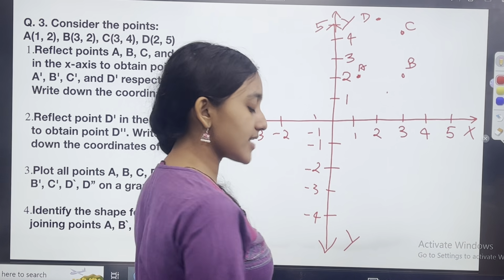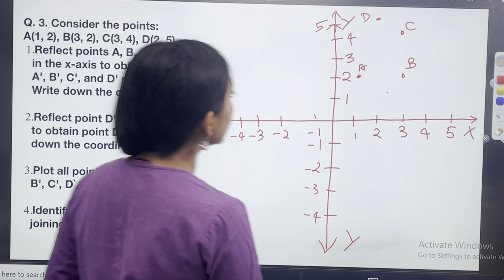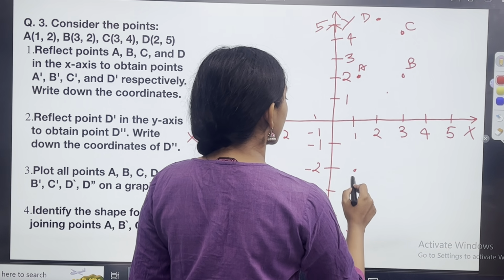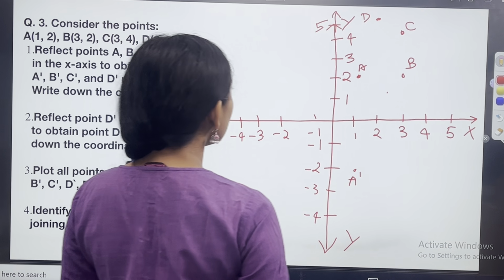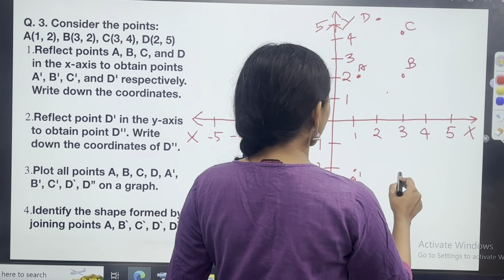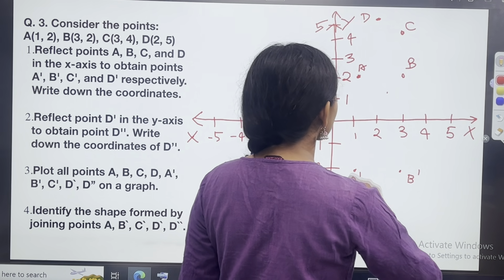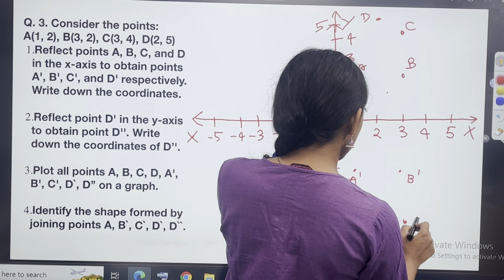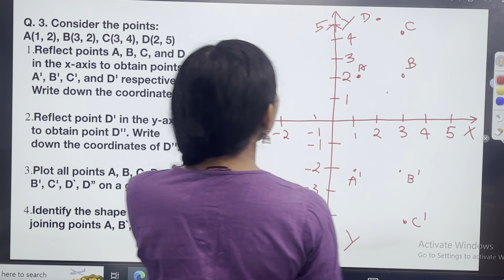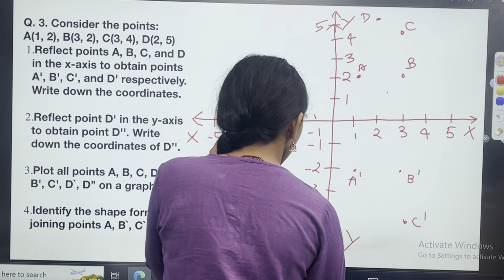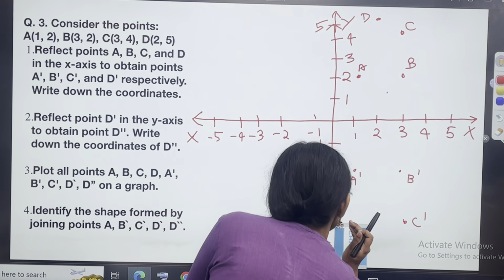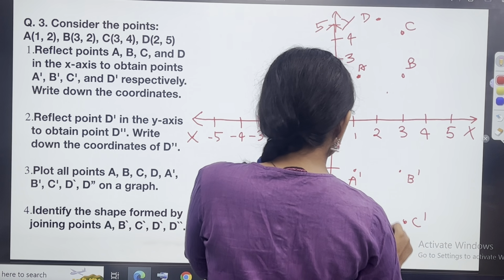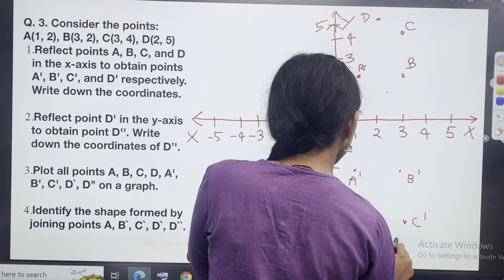So when you have to reflect on the x-axis, the y coordinate will change, right? So 1 comma 2 will be 1 comma minus 2, so A dash. B will be 3 comma 2, which becomes 3 comma minus 2, B dash. C is 3 comma 4, so it will be 3 comma minus 4, which is C dash. D is 2 comma 5, so D will be 2 comma minus 5, which is here, D dash.